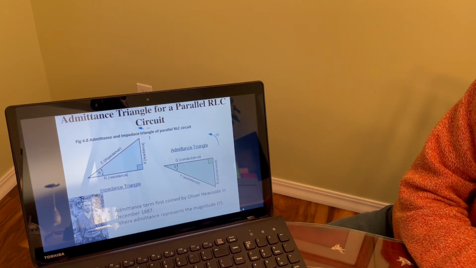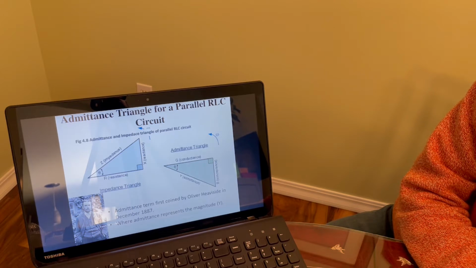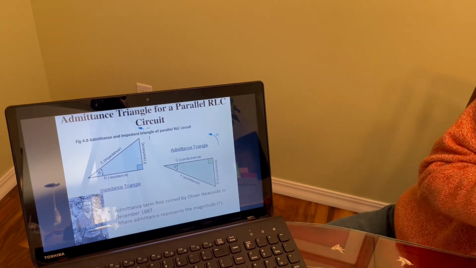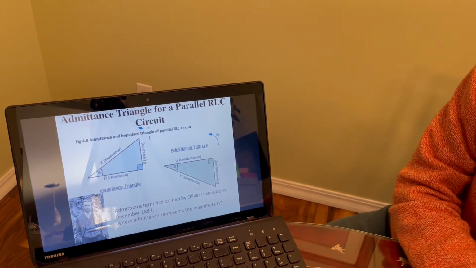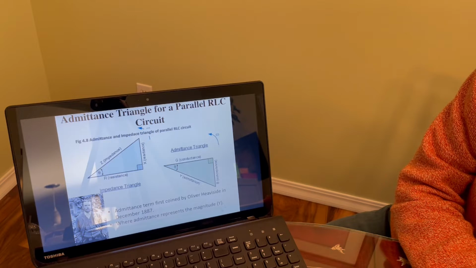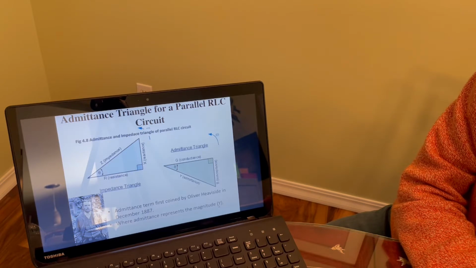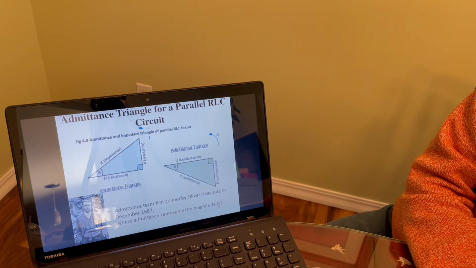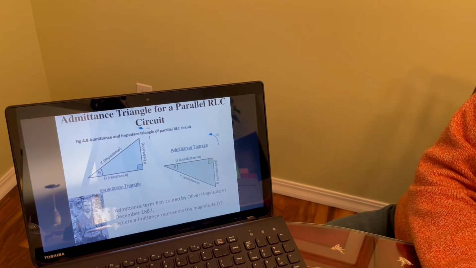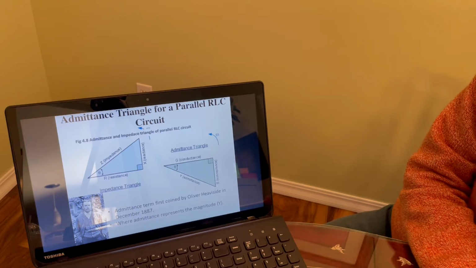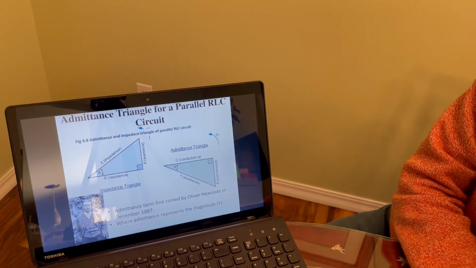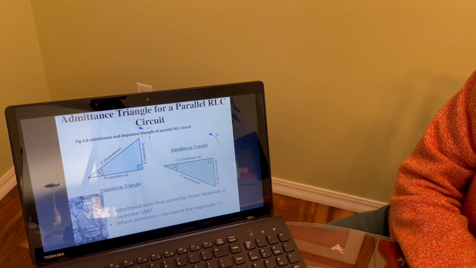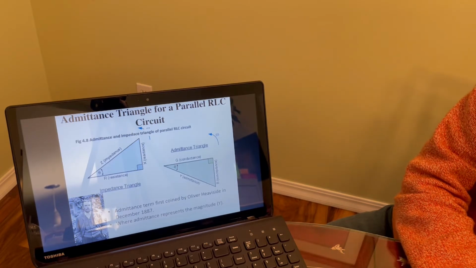Here in the admittance triangle, we see that the admittance is the magnitude by adding the conductance and susceptance, and also the inverse of impedance. It was first coined by mathematician Oliver Heaviside in 1887, where he was a great contributor to other maths and science topics.